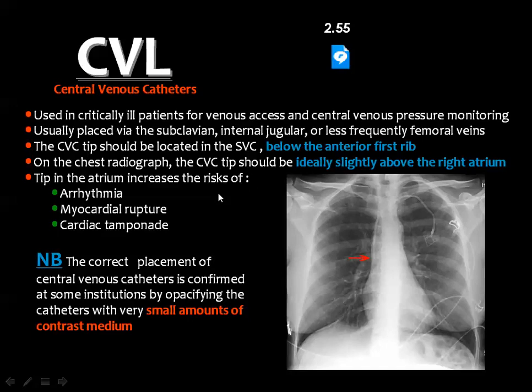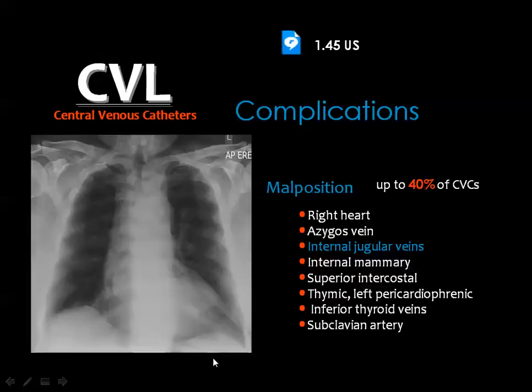According to the literature, it is better to have a chest radiograph after the insertion of the central venous line, to assess its accurate position, and also to show if there are any of the complications that will be mentioned in a moment. If the tip of the catheter has reached the right atrium, there is some risk of arrhythmia, some risk of myocardial perforation or cardiac tamponade.